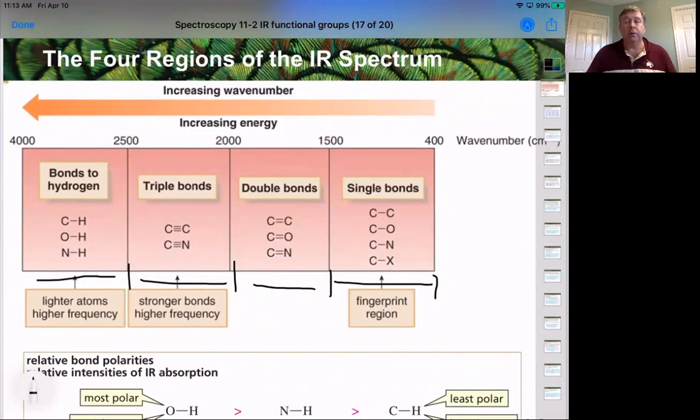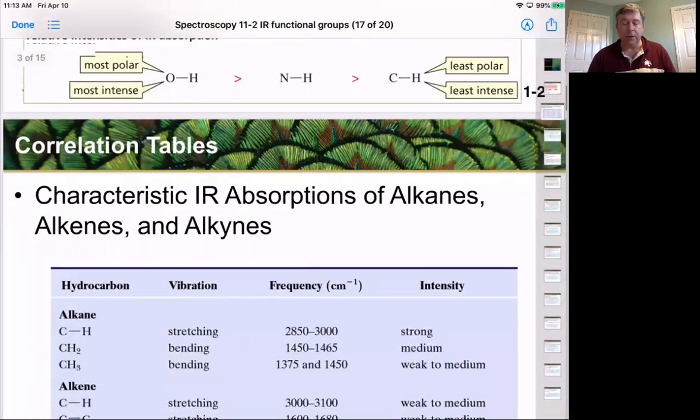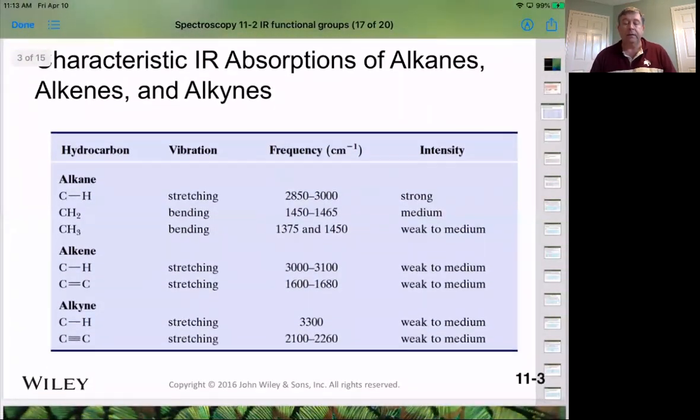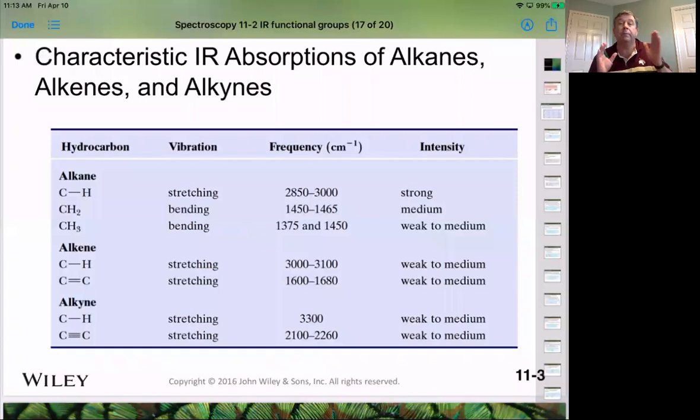So what we're going to do is expand upon that and look at the different functional groups that fall within those different regions. Different functional groups absorb in different ways, and based on the polarity of the bond, it tells you whether they're going to be a strong, medium, or weak intensity. So let's look at that as a function of the alkanes first.